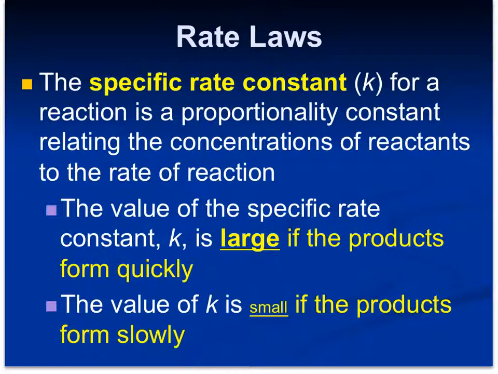So here we have another k. I kind of wish chemists would have found another letter. If you guys remember, we had the uppercase K for equilibrium constants, but notice now we've got a lowercase k. So the specific rate constant, lowercase k, for a reaction is a proportionality constant relating the concentration of the reactants to the rate of their reaction. So if your k value is large, you're going to form your products quickly, and if your lowercase k is small, you're going to form your products slowly.